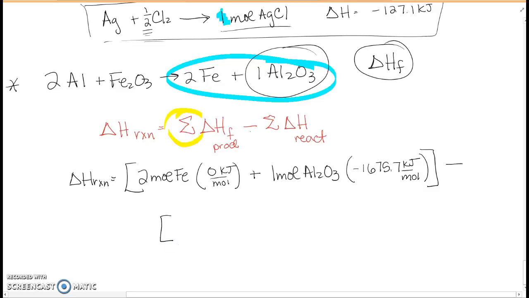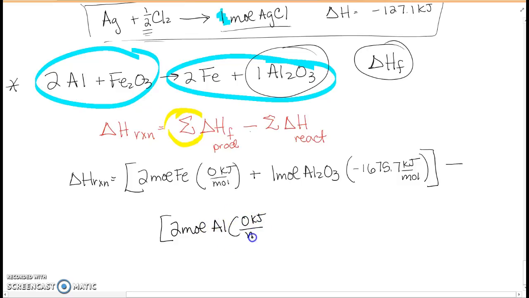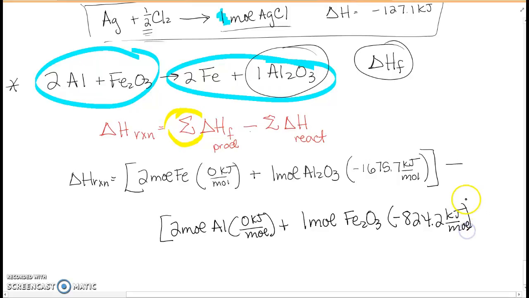So minus, here are my reactants. I have 2 moles of aluminum, which is also an element, so that's 0 kilojoules per mole. Plus, I have 1 mole of Fe2O3, and this one we can look up. Go ahead, find it. And it is negative 824.2 kilojoules per mole. And that is the reactants. Notice the moles all cancel. So my units that remain are going to be kilojoules.